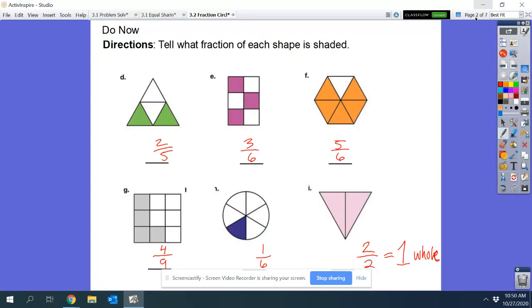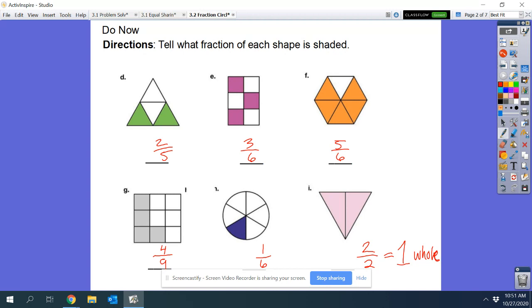Time to check your work. If you're at home after you read each one, or if you're in school after you read each one, just give a little woohoo if you got it correctly. 2/5, then 3/6, 5/6, 4/9, 1/6. And this one, letter I, was kind of interesting because the whole thing is shaded. But as a fraction, we would write that as 2/2.